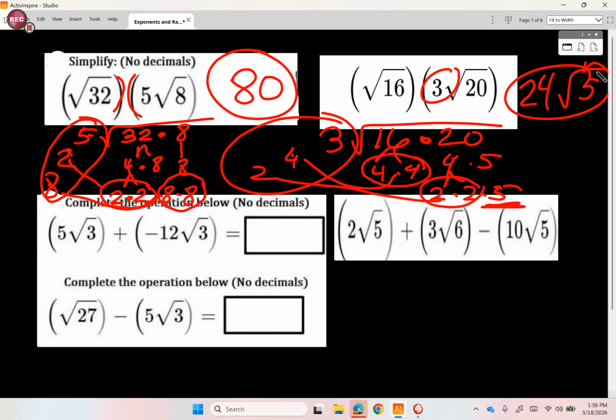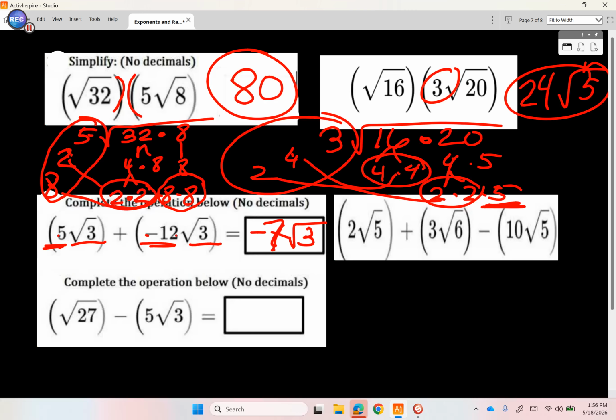And now the last part is actually the easier part. You treat them like variables. If they have the same radical, they're like terms, so they can be added or subtracted. So in this case, 5 minus 12 is negative 7, and the square root of 3 does not change because you're adding and subtracting.